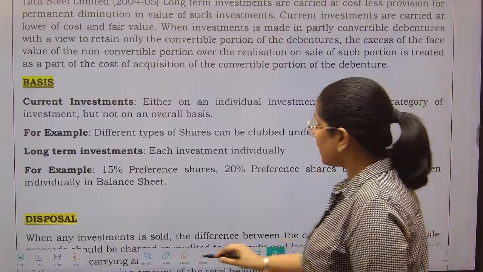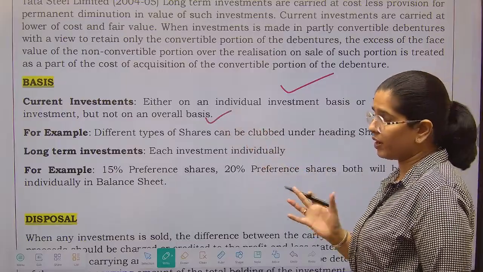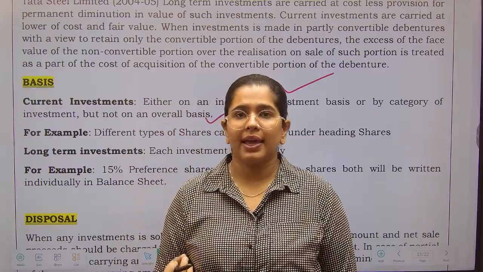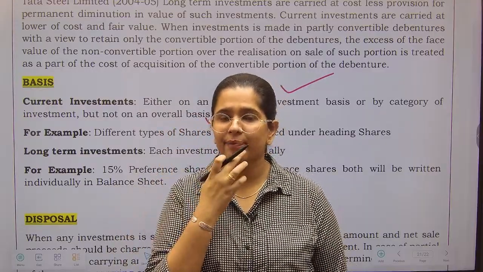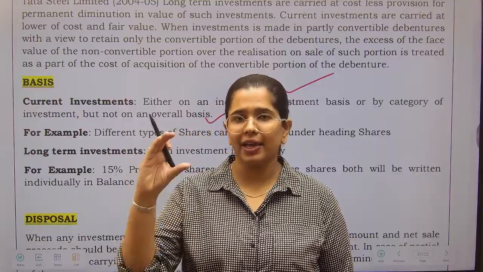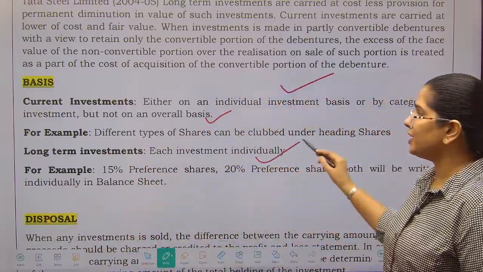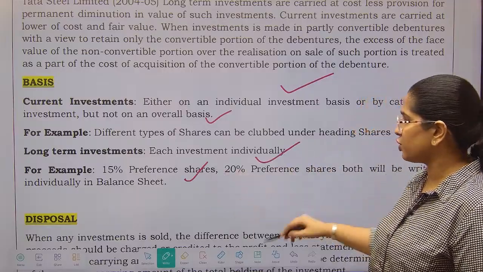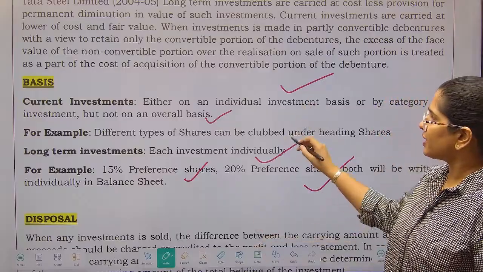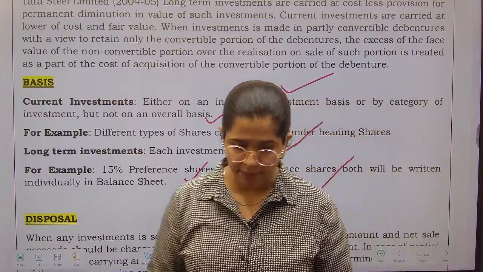In case of long term investments, valuation कैसे करना है? Current investments you can do on an individual investment basis and overall basis, दोनों cases में कर सकते हो. For example, I have made 3 short term investments, so मैं अलग अलग भी value कर सकती हूँ and I can write an aggregate value as well. But in case of long term investments you have to write each investment individually. For example, 15% shares, 20% shares, they both will be written separately. And in case of current investments, you can club them. अगर एक ही type के हैं like shares हैं तो आप उनको साथ में club कर सकते हैं.